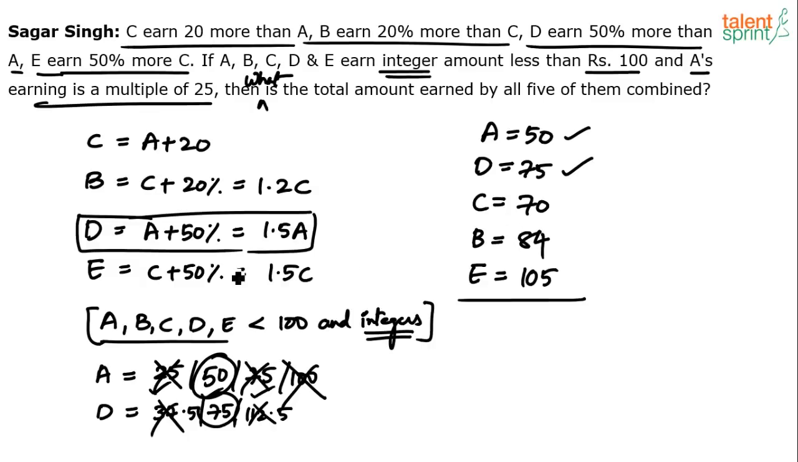And C is equal to, what is the equation? C is equal to A plus 20, so 70. Then B is equal to 1.2 into C, so 1.2 into 70 is 84, and E is equal to 1.5 into C, so 1.5 into 70 is 105.